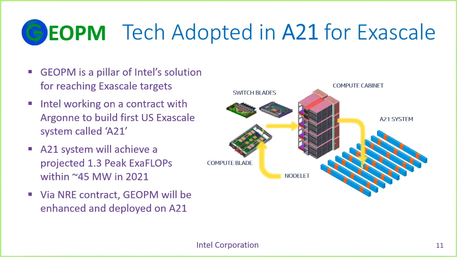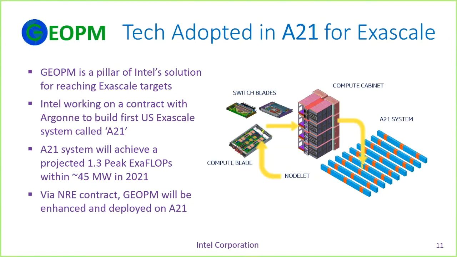GEOPM is part of Intel's Exascale solution. It's a key pillar for reaching the aggressive performance and power targets of Exascale. And it'll be deployed in A21, assuming Intel and Argonne go forward with that. They're working on a contract to build a system called A21, which will be the first US Exascale system. If we do broader Exascale systems as intended, GEOPM will be a key pillar of those Exascale systems as well.